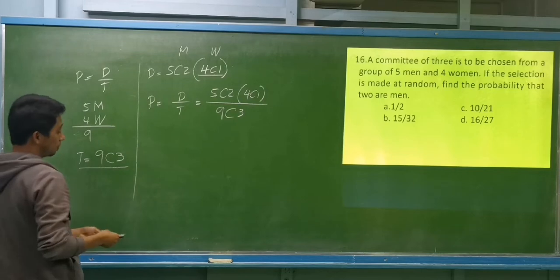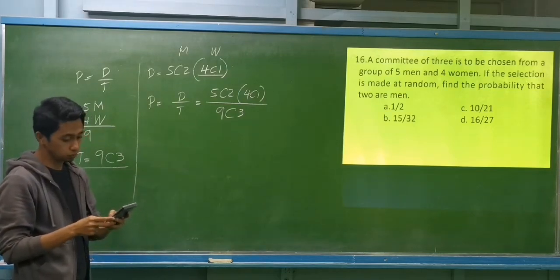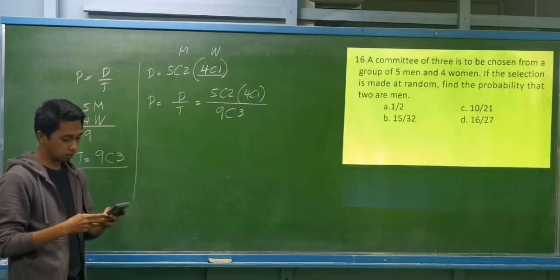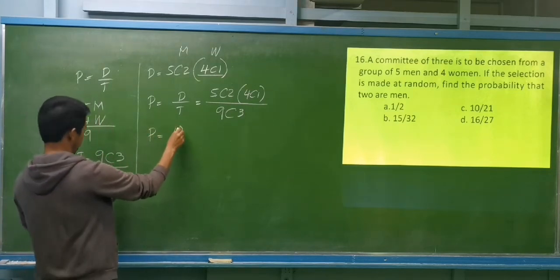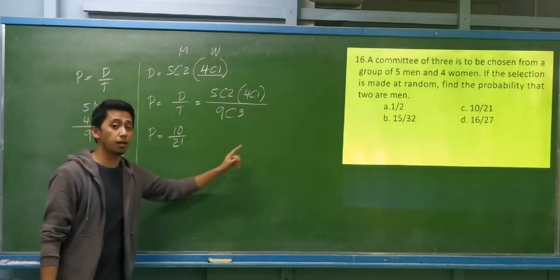So let's have the probability. That is 5 combination 2, multiplied by 4 combination 1, divided by 9 combination 3. So, yung sagot dito, the probability is equal to 10 divided by 21. So, 10 over 21, letter C.